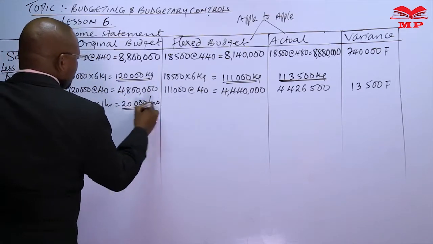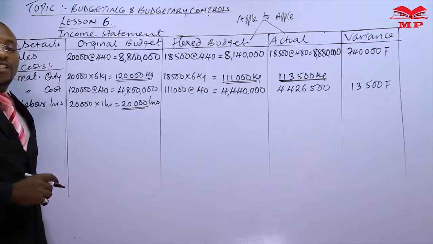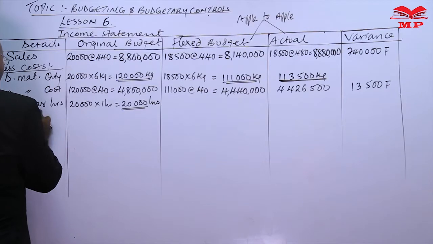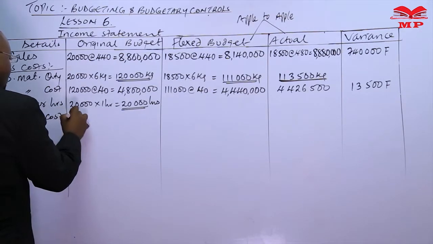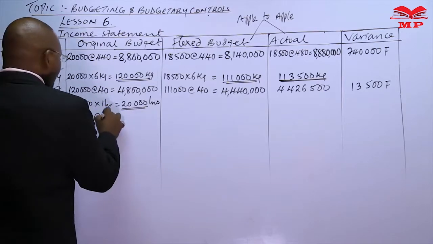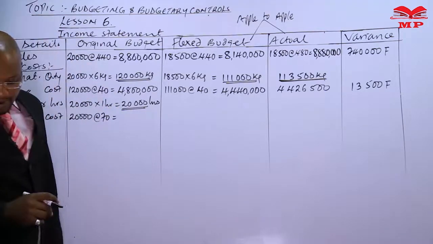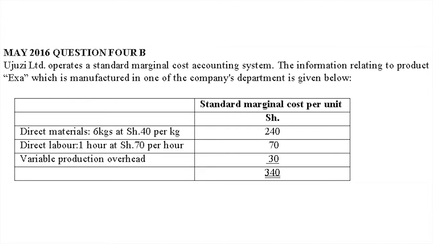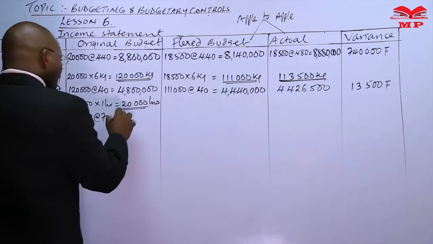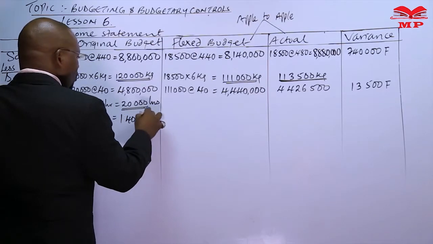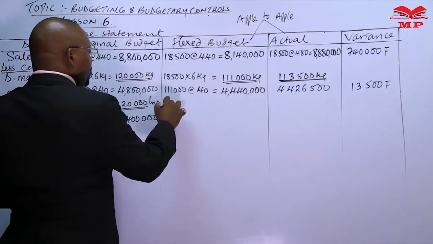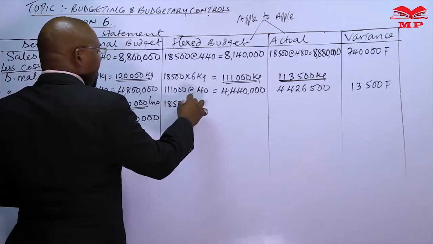That is a double line to show that we already have the 20,000 hours as budgeted. And this is now the direct labor cost, 20,000 hours. Each hour was 70 shillings as recorded in the budget. We were to spend 70 shillings, so 20,000 times 70 would give us 1,400,000 as a cost.